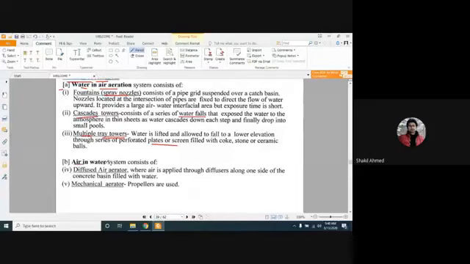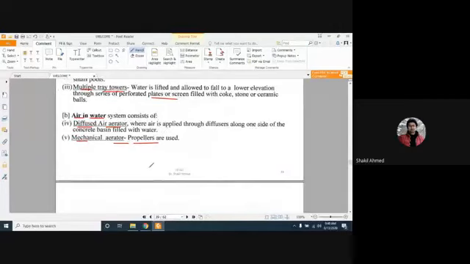But for air in water, there is the diffused air aerator, like an aquarium, as I told you, where you are passing air into the water, and the mechanical aerator, where propellers are used. Propellers mean like a fan, like blades or plates that are rotating.